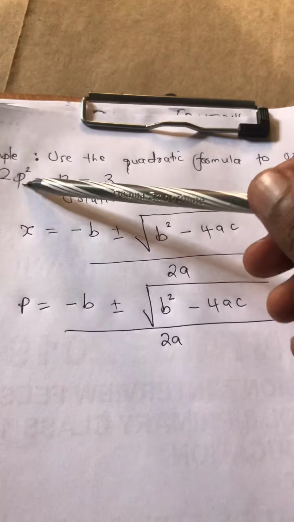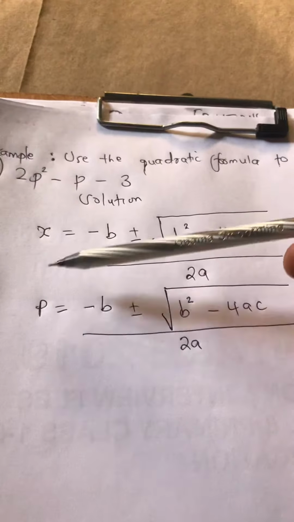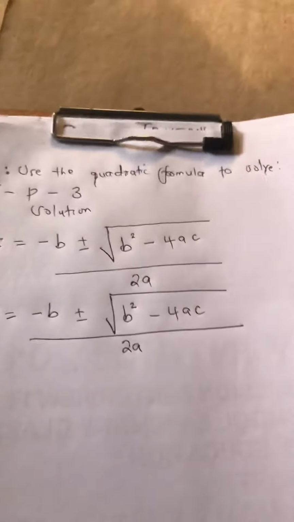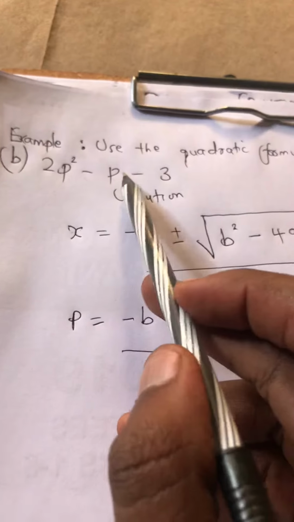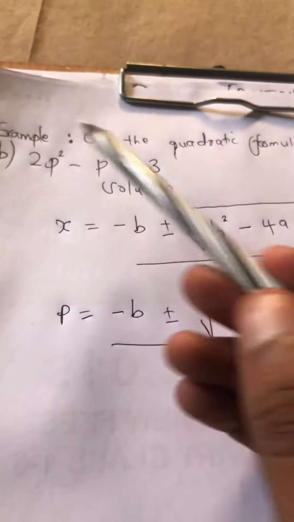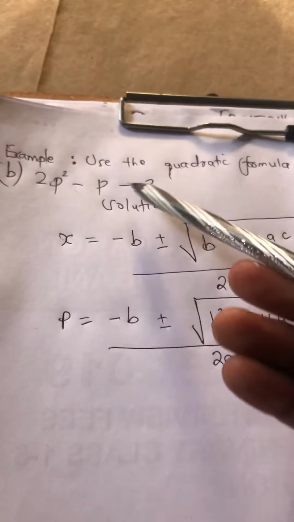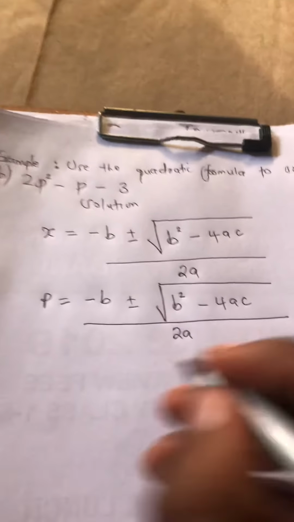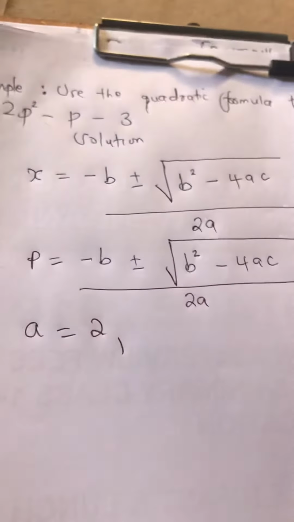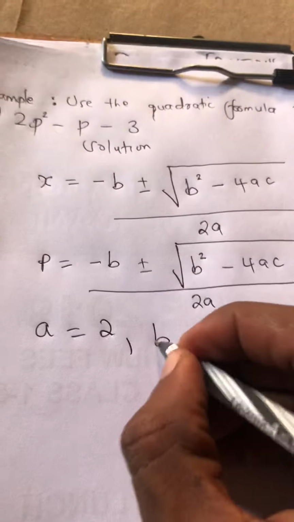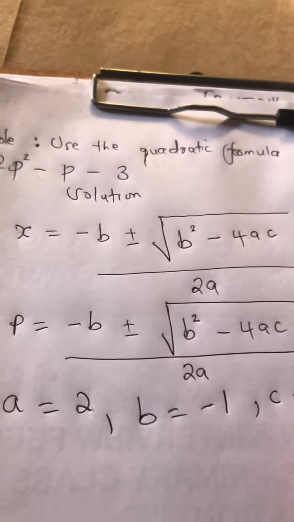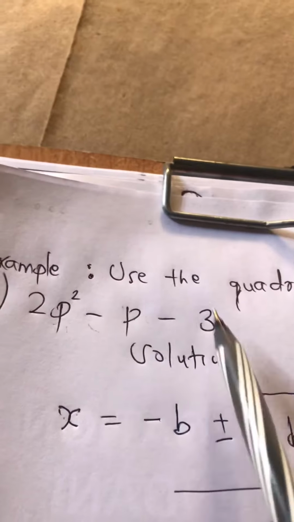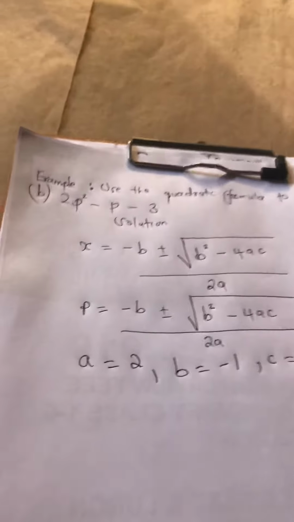Kuna time mwalimu ata replace x na another letter. In this case unaona ni p, so I'll just replace this by p. Aya, is it written in the form of ax square plus bx plus c? Yes, p square followed by p, then followed by a numeral which is a c. Therefore a is 2, our b is negative 1. B ni ile namba iko hapa before p, and then our c is definitely negative 3. Kuwa careful na hizi signs vile nimekuambia.